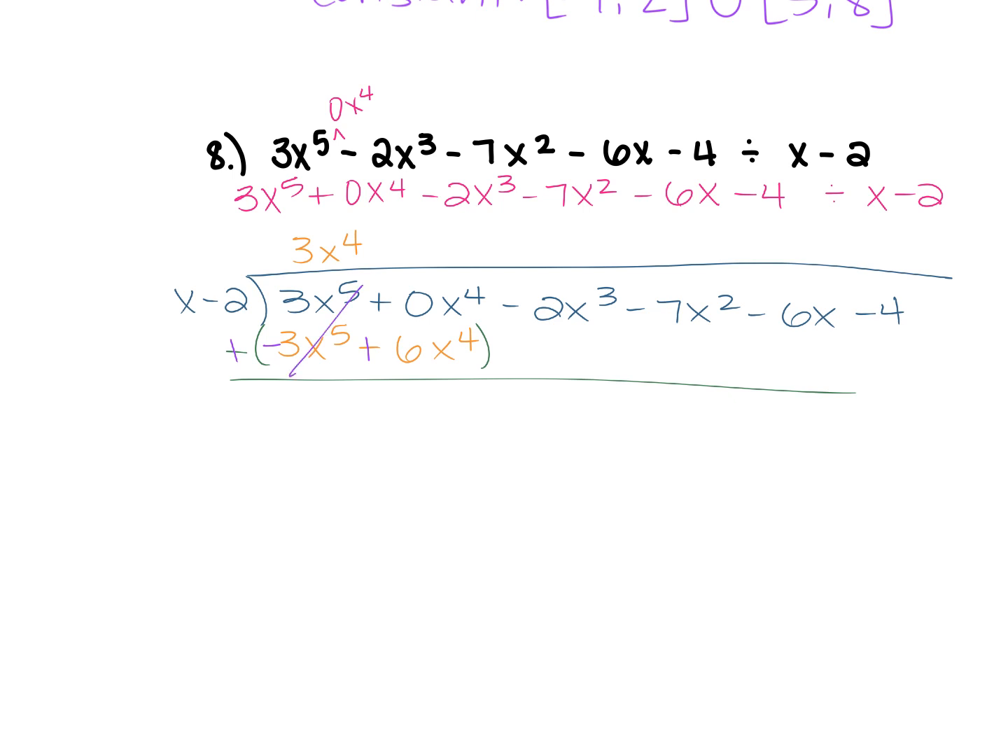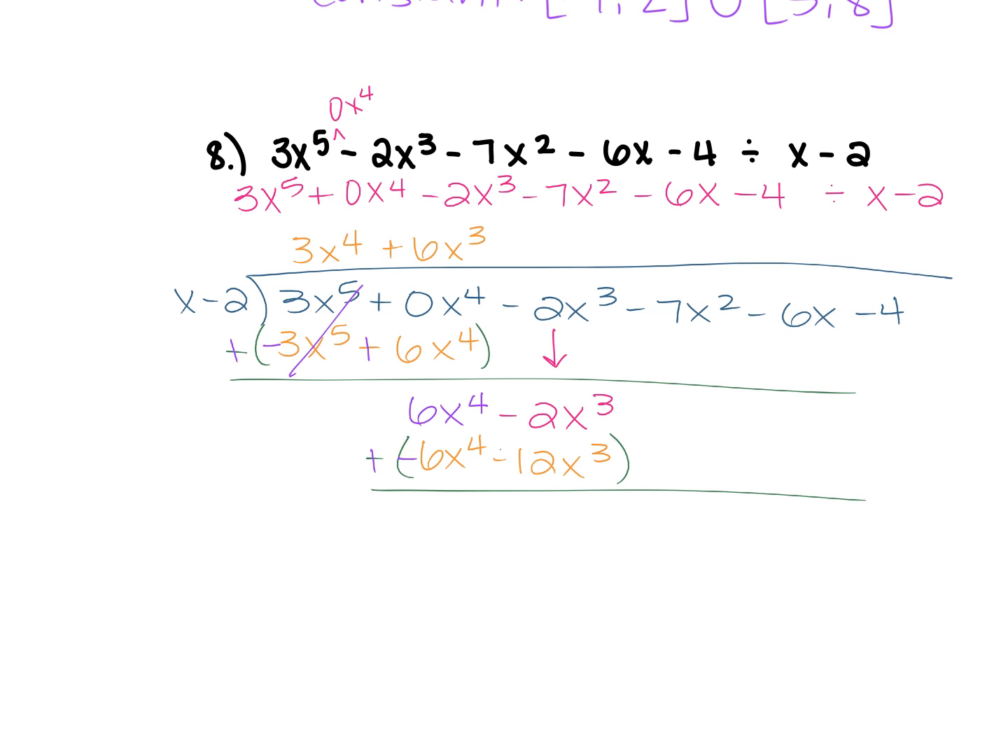The 3x to the 5th power cancel. 0x to the 4th plus 6x to the 4th is 6x to the 4th power. Bring down your next term, which is that negative 2x cubed. From here, on the outside, x times 6x cubed gives us 6x to the 4th power. So we multiply that 6x cubed by the negative 2 as well, and that gives us negative 12x cubed. We subtract these, distribute our negative, change the sign on everything. We're left with 10x cubed, and we bring down our next term, which is negative 7x squared.